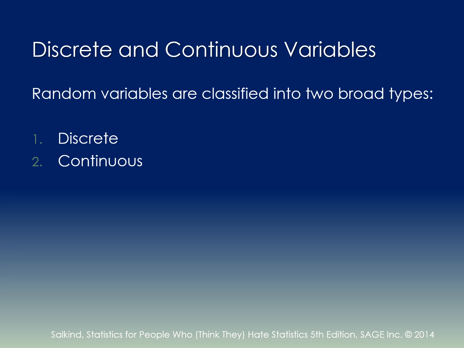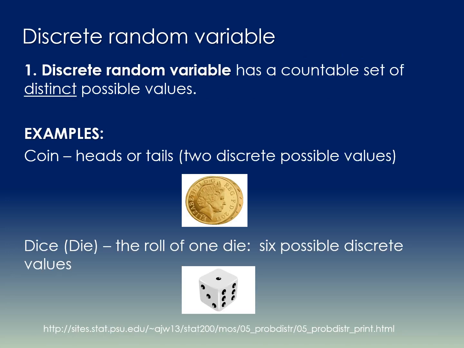So we can break random variables down into 2 broad types. The first one is discrete, which we've already seen. That was the coin flip and the die. And then you get into continuous variables, and that's more like people, if you want to think about it that way. So let's take a look at examples of outcomes with discrete variables and continuous variables. So let's give a definition of what a discrete random variable is. It has a countable set of distinct possible values. And we've been working through this already.